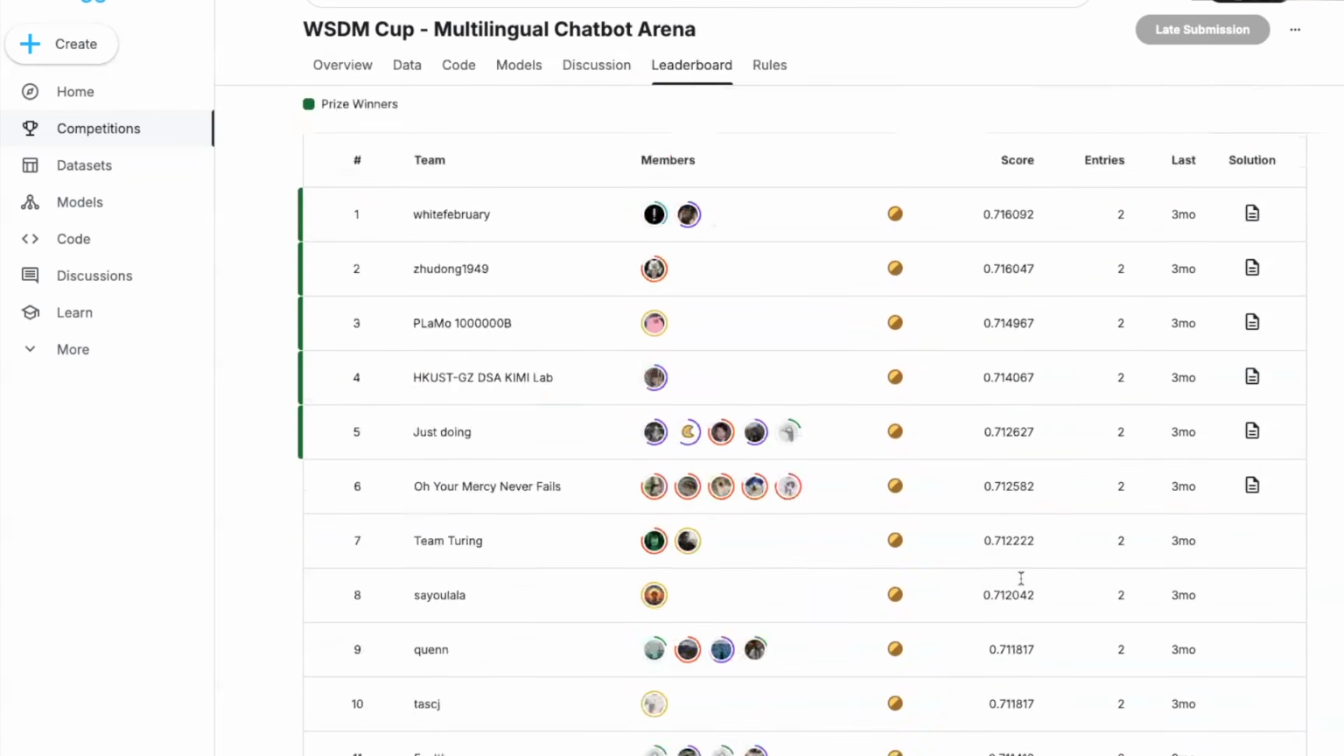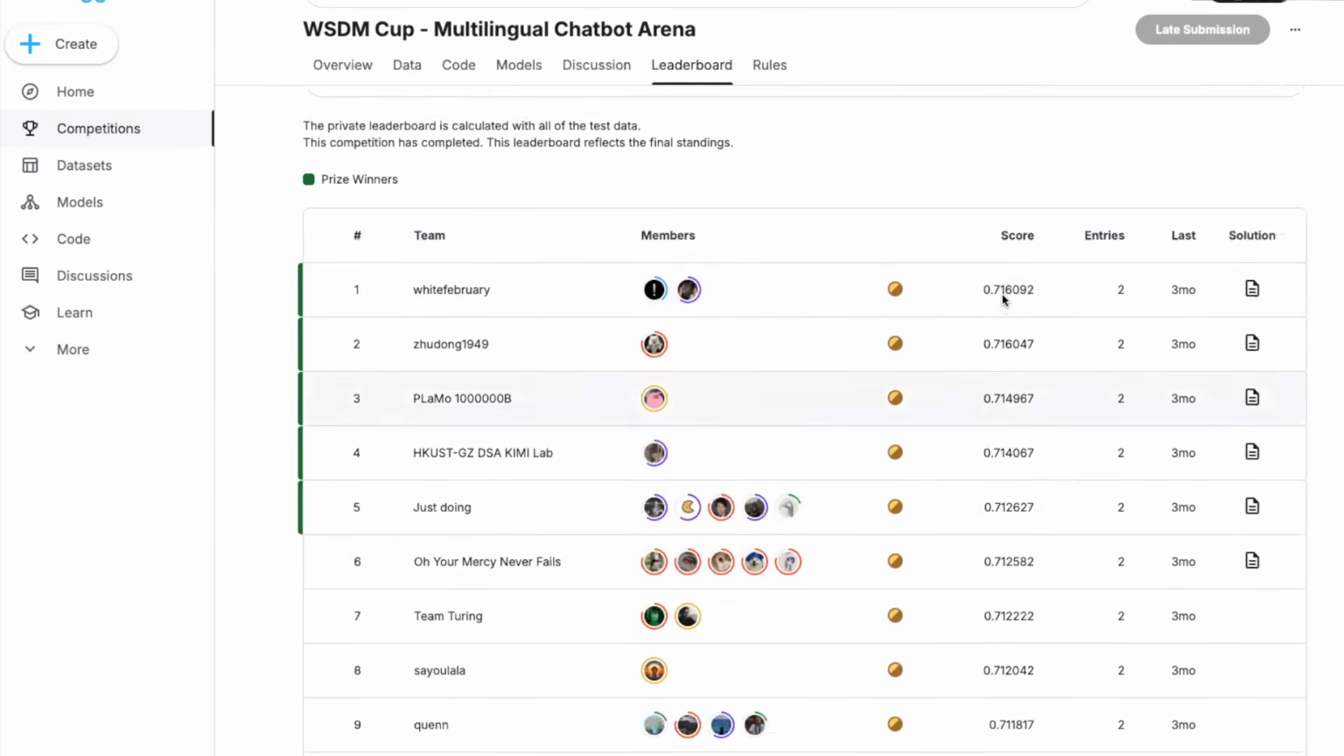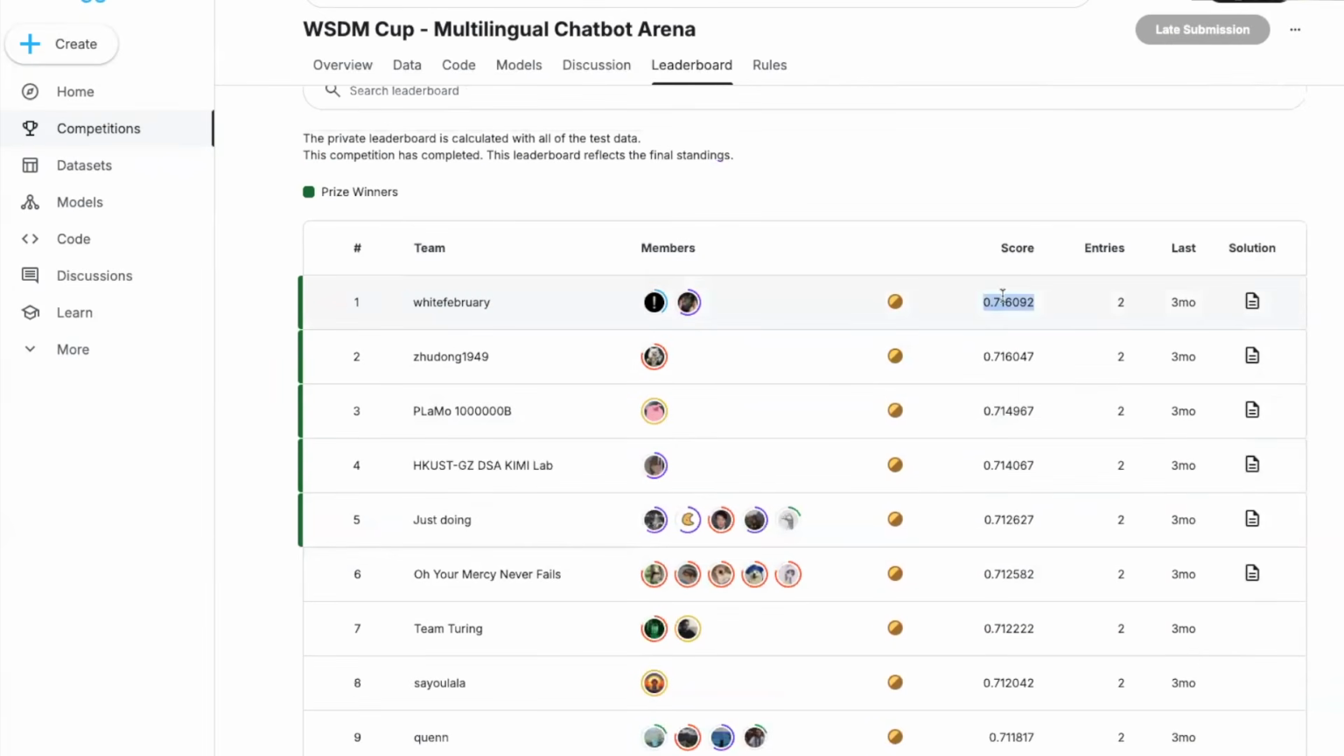And this is the accuracy. So this tells us that with a small efficient model, the upper limit right now on this data set is only about 71% or 71.6% accuracy aligned with the human judge.